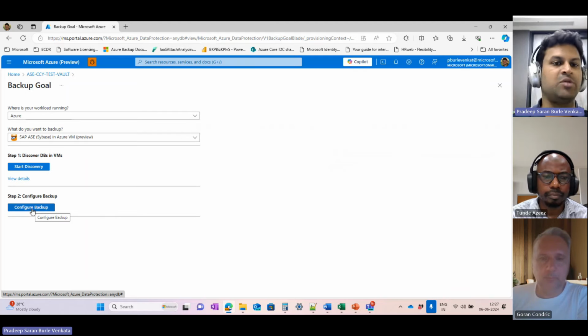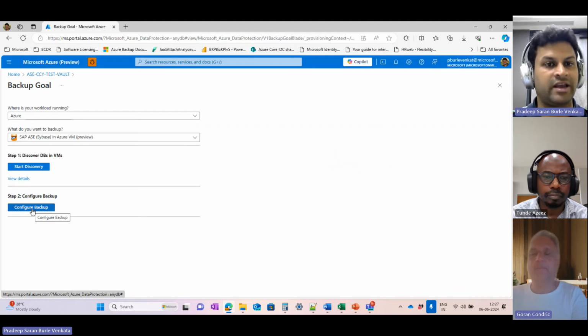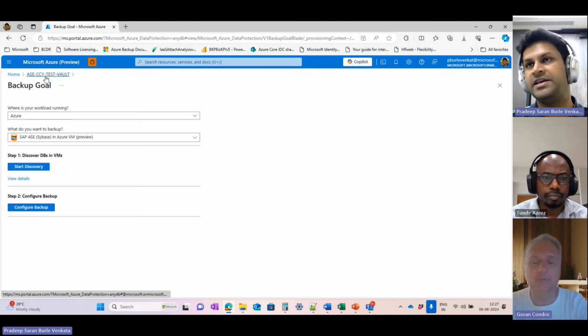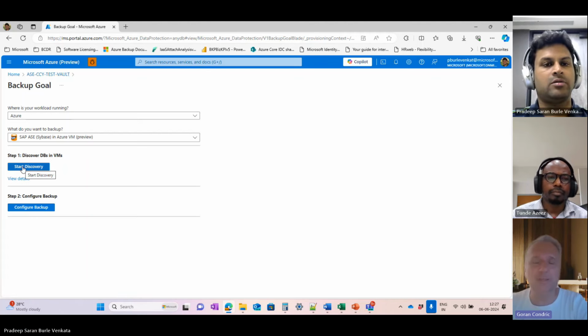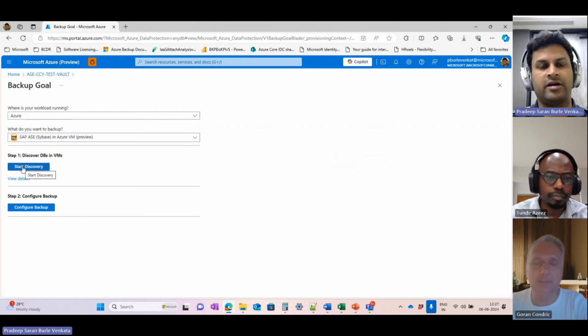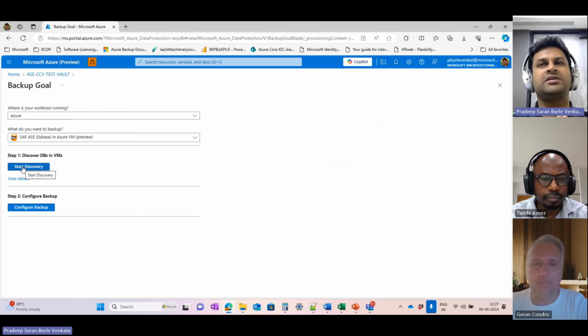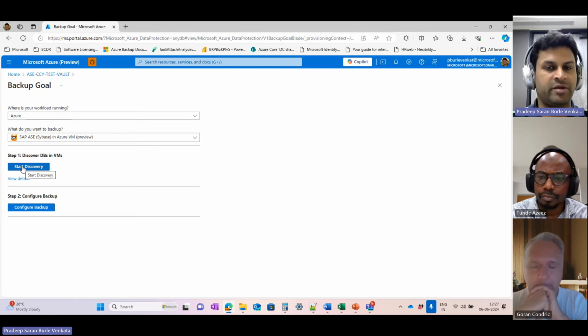So this is seamless. First you're discovering, you're telling what databases to protect, and that's about it. The rest is completely taken care of, and the discovery happens automatically. Discovering the instances and listing them, they absolutely don't need to know what they have. Correct. The understanding is that your vault and your VM should be in the same region.